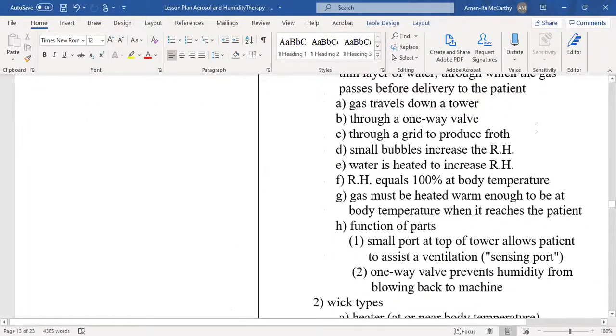So that's why they said we want that to be at least 100% relative humidity by the time it reaches the patient. If it doesn't, then there's a humidity deficit created, because the humidity outside of the body is less than the humidity inside of the body. The difference between the two is the humidity deficit. So if I tell you that the absolute humidity is 22 milligrams of water in the atmosphere gas and 44 in the lungs, then what's the deficit? How much deficit do you have?